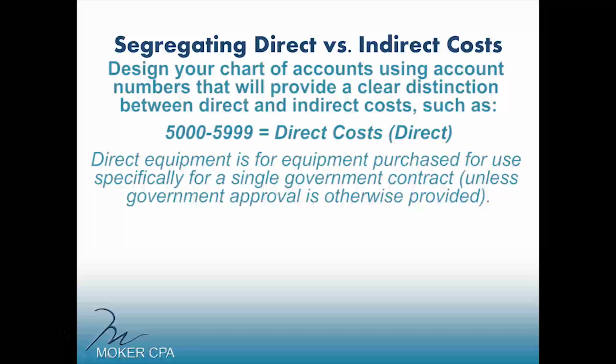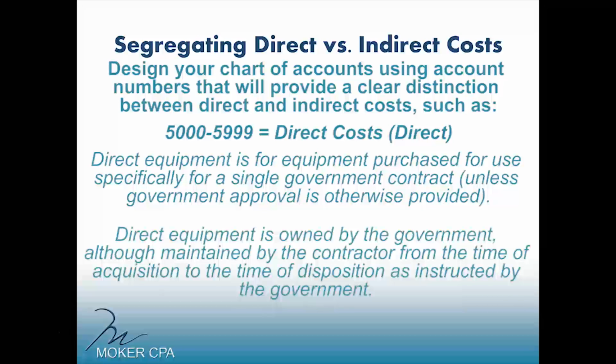Direct equipment is for equipment purchased for use specifically for a single government contract, unless government approval is otherwise provided. Direct equipment is owned by the government, although maintained by the contractor from the time of acquisition to the time of disposition as instructed by the government.